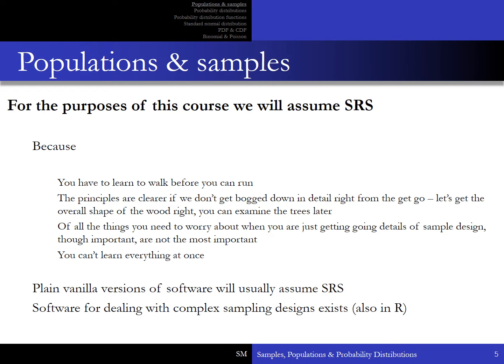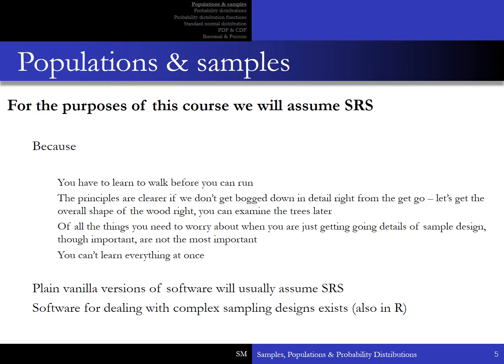Having introduced 4 different types of probability sample, we're now going to ignore 3 of them. For the purposes of this course, we're going to assume simple random sampling. Why are we going to do that? Well, because you have to learn to walk before you can run, because the principles are clearer if we don't get bogged down in detail right from the get-go. Let's get the overall shape of the wood right, and then we can examine all the trees later on.